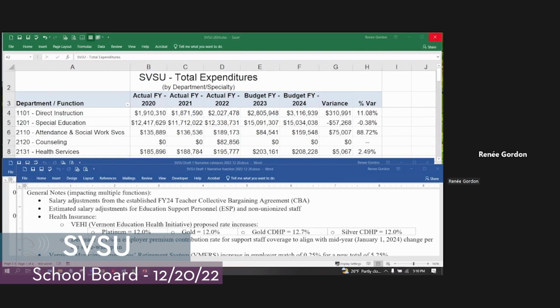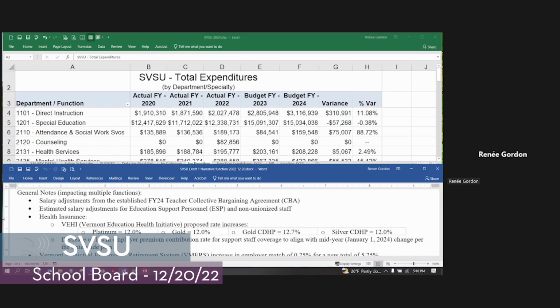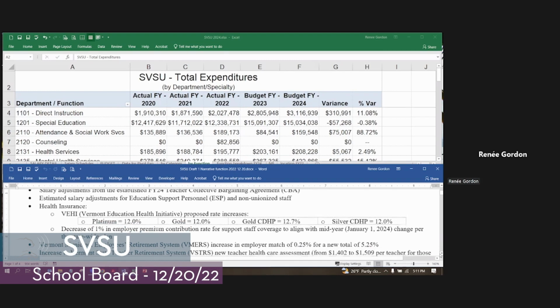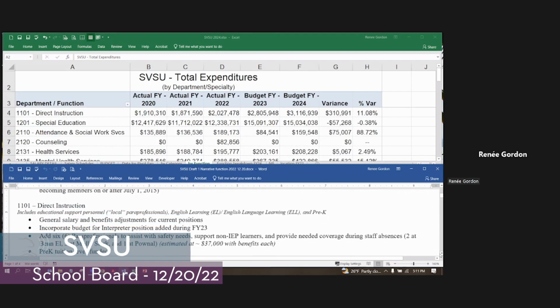So on your narrative, there are several things that are going to be consistently a factor in each of these. So the collective bargaining agreement. Any of these categories or these functions that have teaching staff, we already know what that impact is. We know what the benefits are going to be, or what we've budgeted for. So we're going to see that in every one as well. That's just a common note that I have there at the top of the narrative.